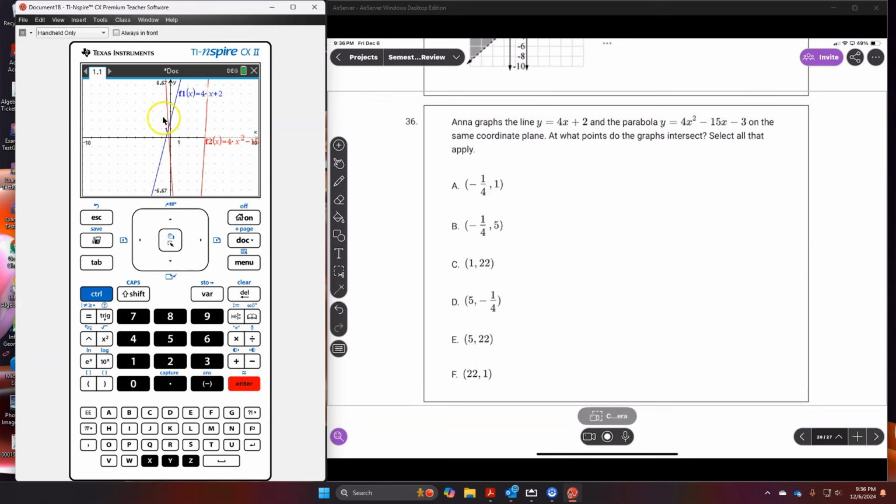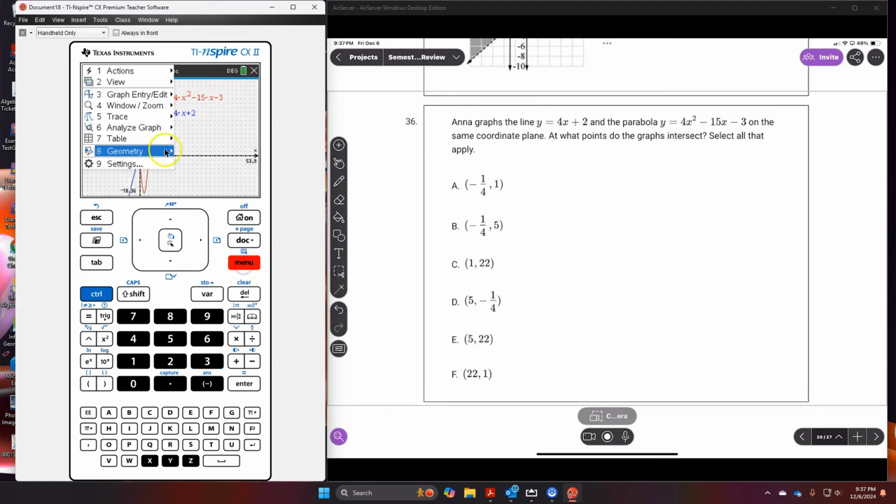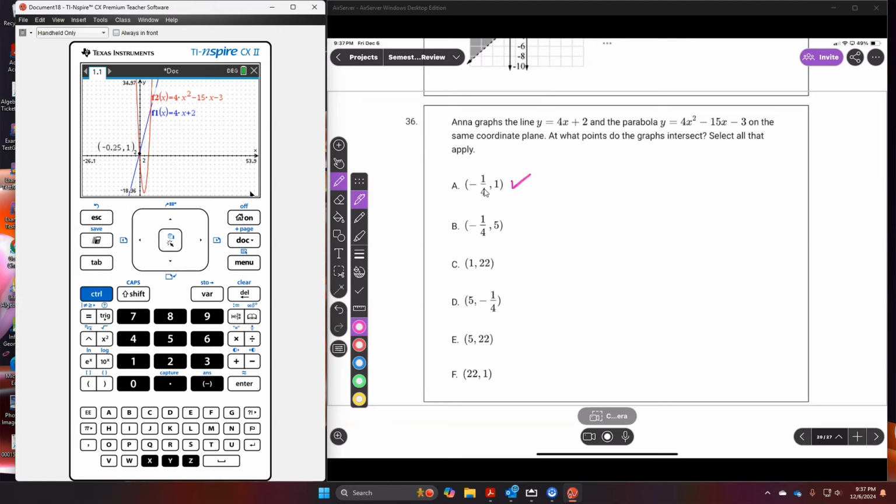Now, this continues, so I'm going to probably have to zoom out more. So I'm going to go to menu, zoom out. So you see the two intersection points. Go to menu, analyze graph, intersection. So the first intersection is negative 0.25, which is a quarter, and it's 1. So this is a quarter. So this one is multi-select. So this can be an answer, and I'm going to graph the next. I'm going to figure out the answer to the other one.